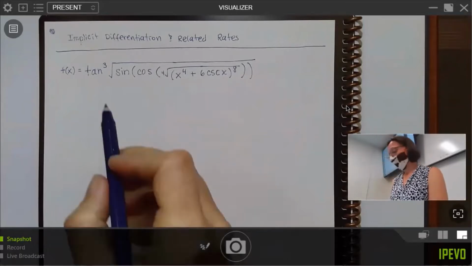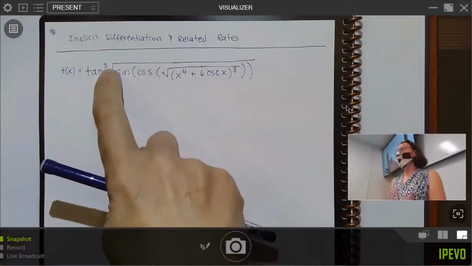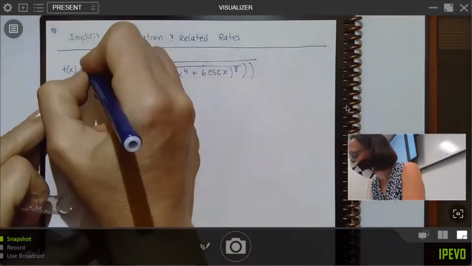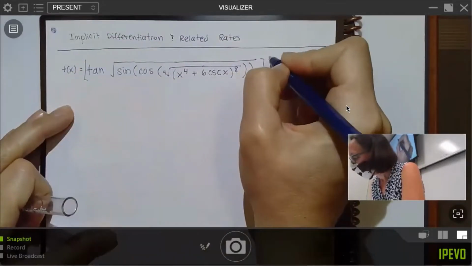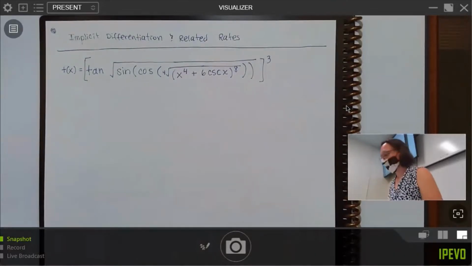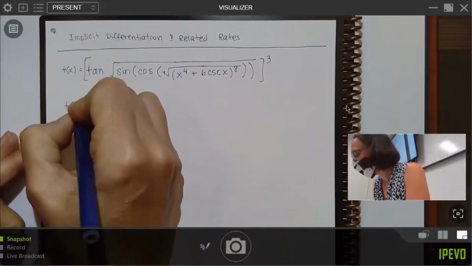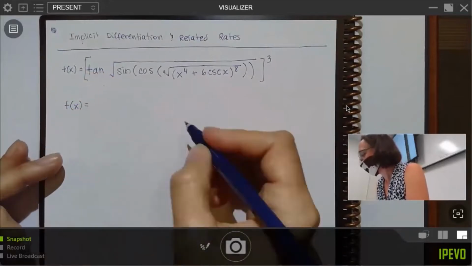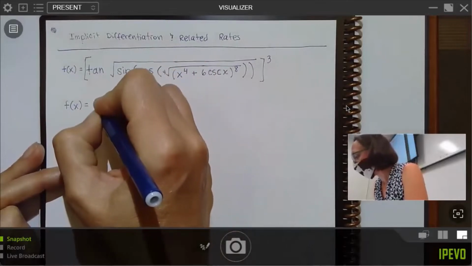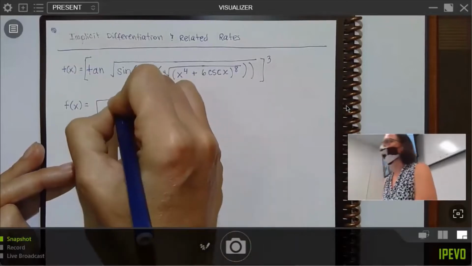So I am going to do one thing, and it's just a reminder: whenever the power is right next to the trig function, that's the same as saying that whole thing was cubed. So what if I just told you that all of that garbage in there, I'm just going to call it box for a second, and it's cubed.